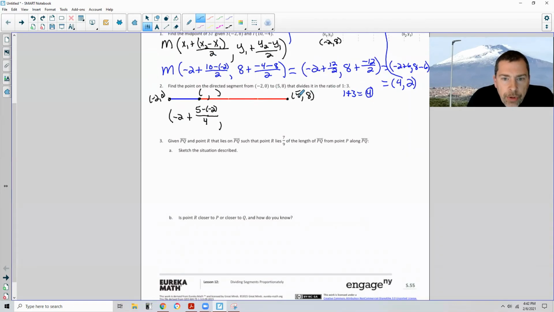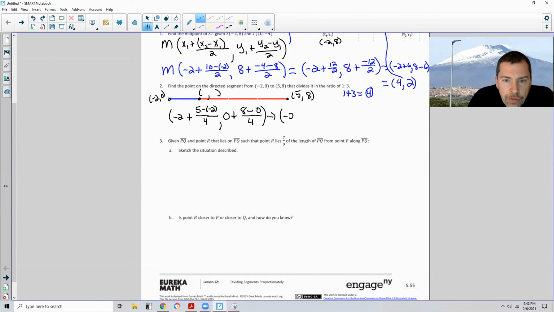comma. Then we're going to take y sub 1, which is 0, plus y sub 2, 8, minus y sub 1, 0, divided by 4. So there's my formula substituted with the givens. And now I'm just going to simplify it.